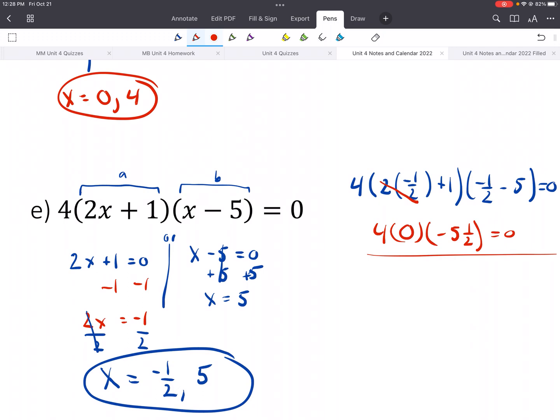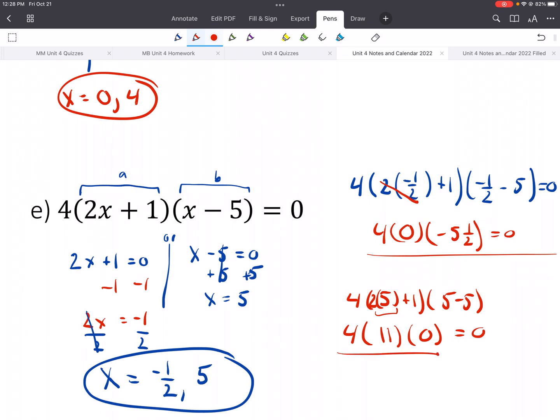Okay, and then we could also try it with 5. If we plug 5 in for x, well, here we'd get 4. This would be 10 plus 1 is 11, and then 5 minus 5 is 0. And again, 0 times anything makes it be 0.